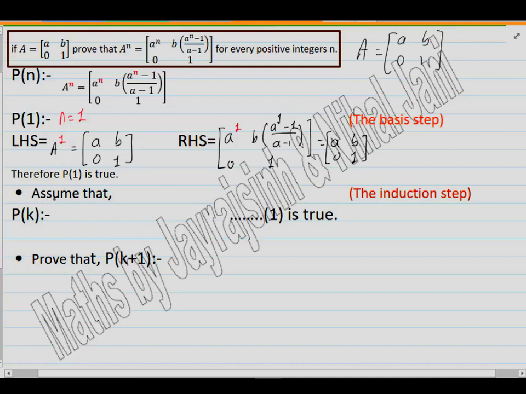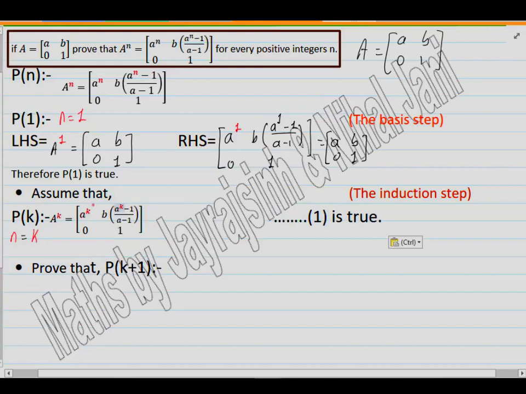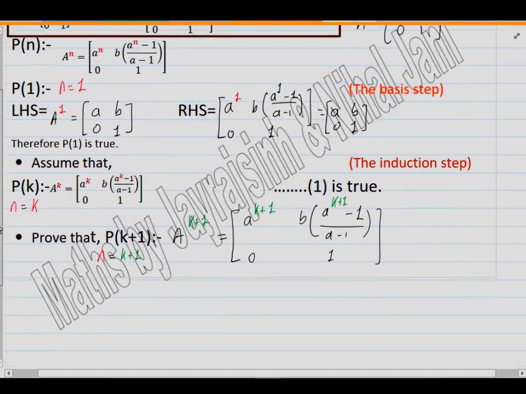Okay, now let's go to the second step, the induction step, in which we have to assume P of k, which can be obtained by putting n equal to k: A raised to k is equal to [a raised to k, b(a raised to k minus 1)/(a minus 1); 0, 1] is true. Let's call it equation number 1, and using this equation we have to prove that P of k plus 1, which is obtained by putting n equal to k plus 1, will be A raised to k plus 1 equal to the matrix [a raised to k plus 1, b(a raised to k plus 1 minus 1)/(a minus 1); 0, 1]. No problem. Let's start to prove it.